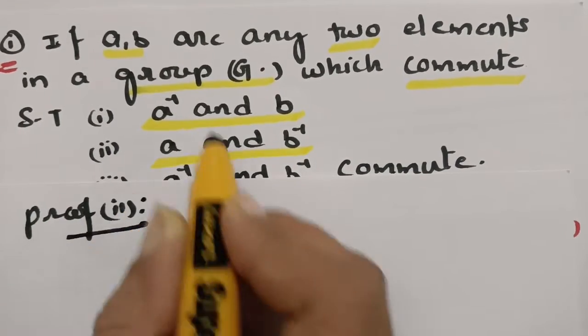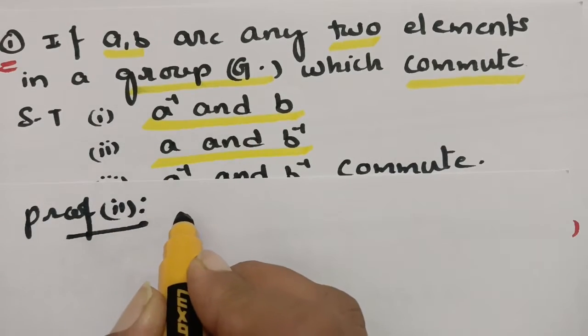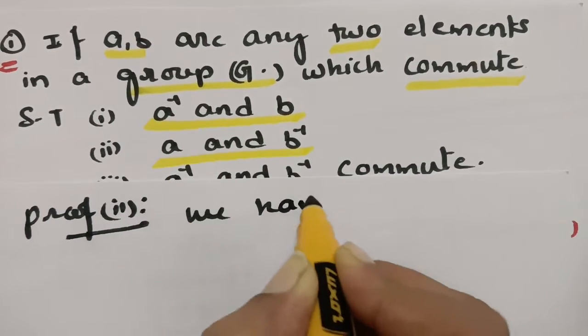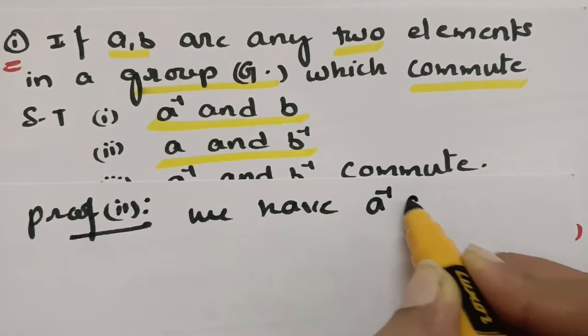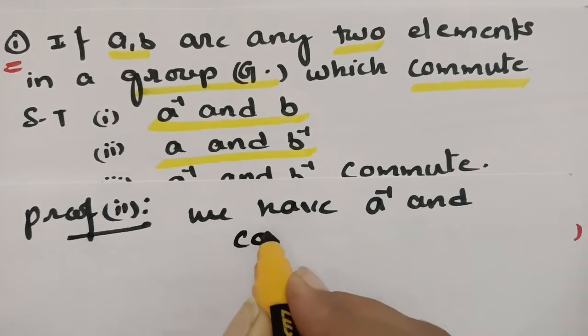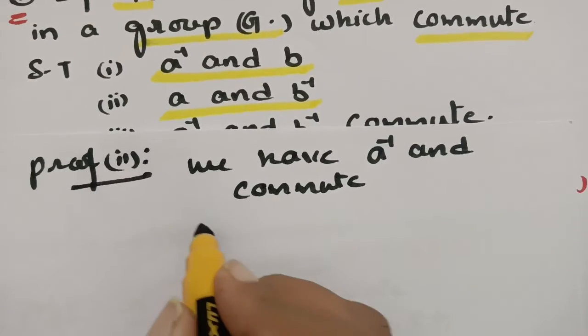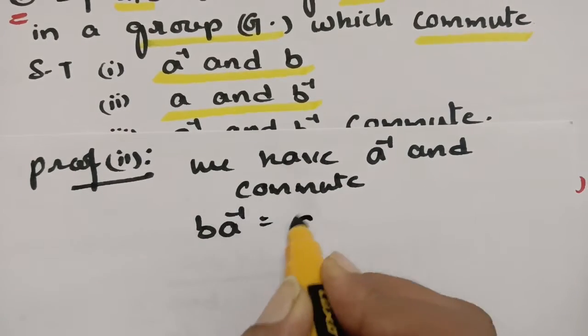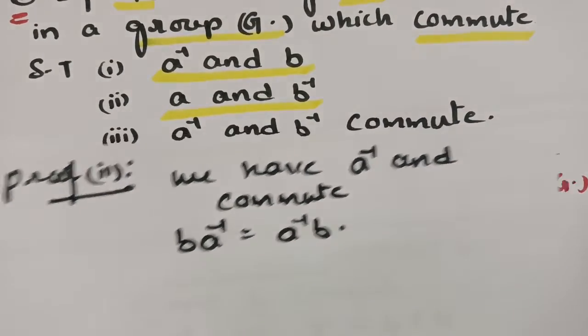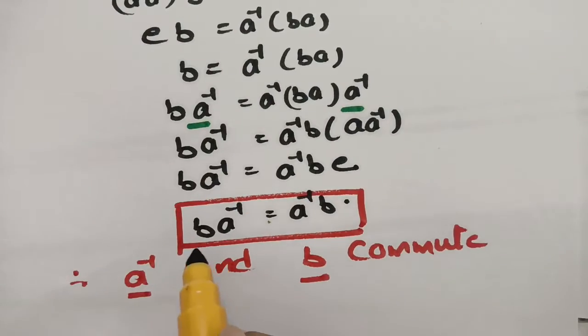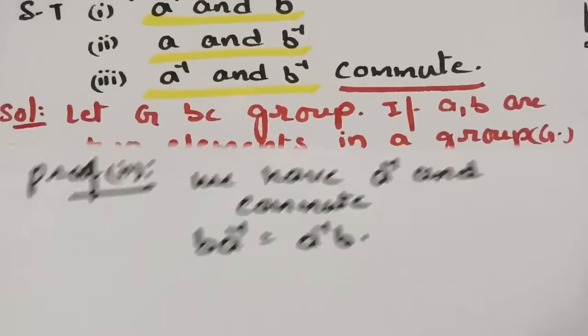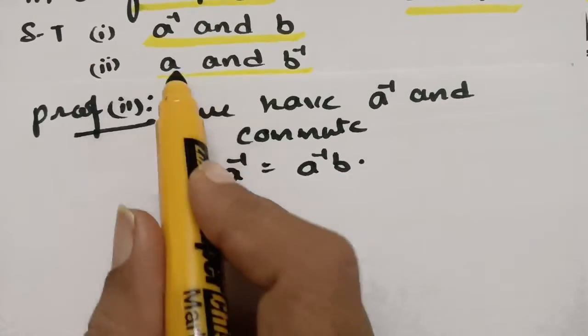So already we have A inverse and B commute. So we have A inverse and B commute, which is nothing but B into A inverse is equal to A inverse into B. It is given that B into A inverse is equal to A inverse into B, and now we have to show that A and B inverse commute.